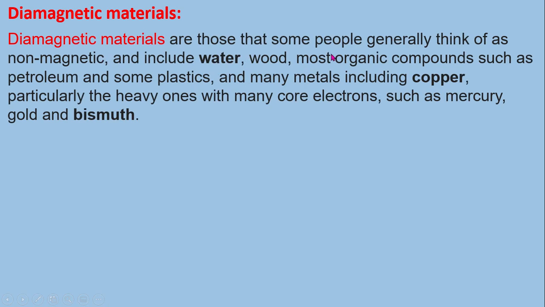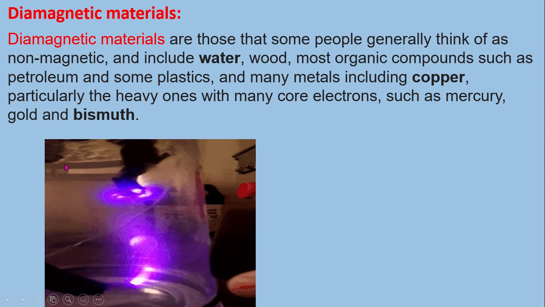Diamagnetic materials are those that some people generally think of as non-magnetic and include water, wood, most organic compounds such as petroleum and some plastics, and many metals including copper, particularly the heavy ones with many core electrons such as mercury, gold and bismuth. So you must memorize the examples of all these materials. Here you are seeing the diamagnetism.